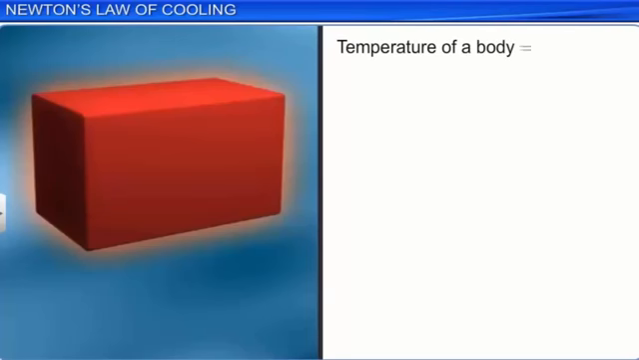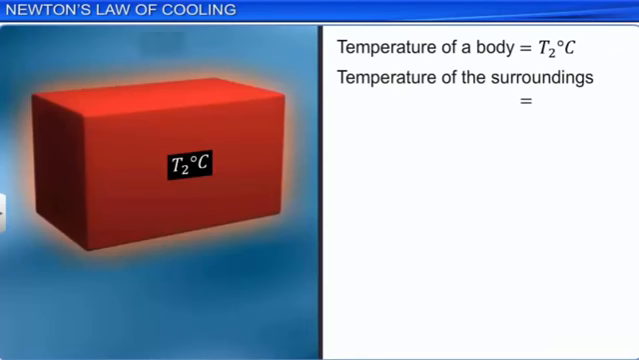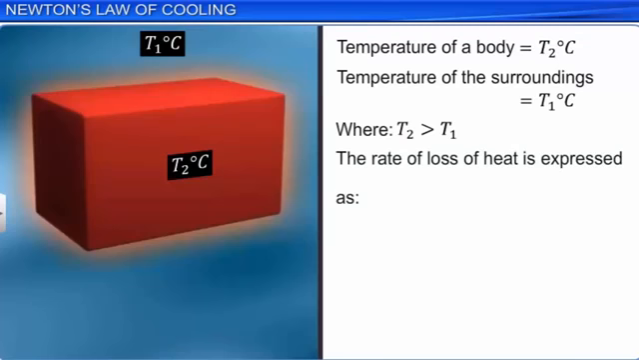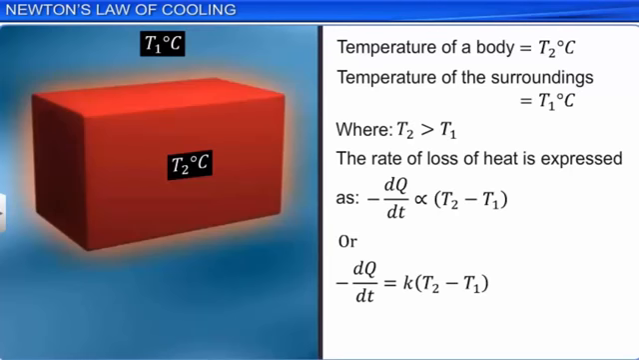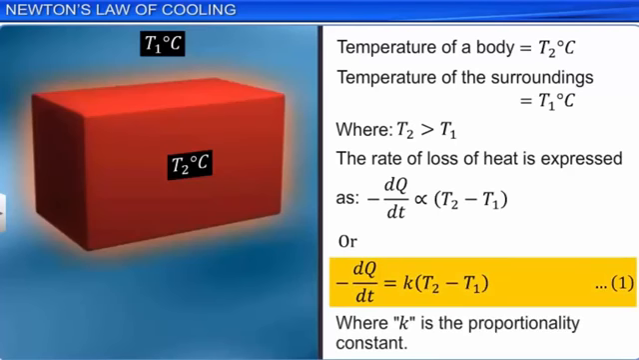If a body is at a temperature T2 degrees Celsius and its surroundings are at a temperature of T1 degrees Celsius, where T2 is greater than T1, then the rate of loss of heat is expressed as minus dQ by dt is proportional to T2 minus T1, or minus dQ by dt is equal to K into T2 minus T1. Let this be equation 1, where K is the proportionality constant which depends on the area and nature of the body.